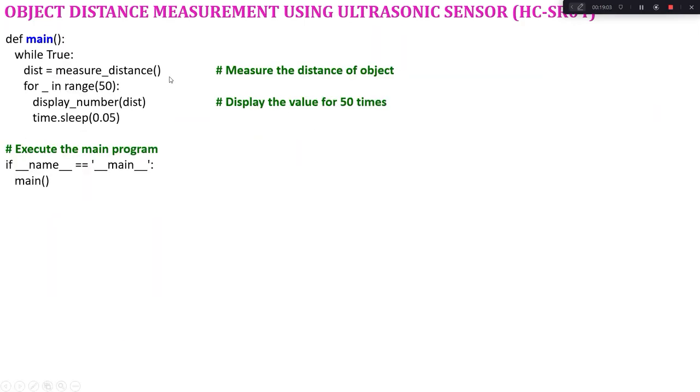Then we write a main function where our embedded system is going to run continuously. So measure the distance, then I am going to display this distance continuously for 50 times. Otherwise, for every measurement it might change. Okay, so in order to retain the value for some time, we are going to display this distance value for 50 times. Then we call this main program here. Okay, so this is the programming part of measuring the distance of an object and displaying it onto the 7 segment module. So now let us look at the simulation part.